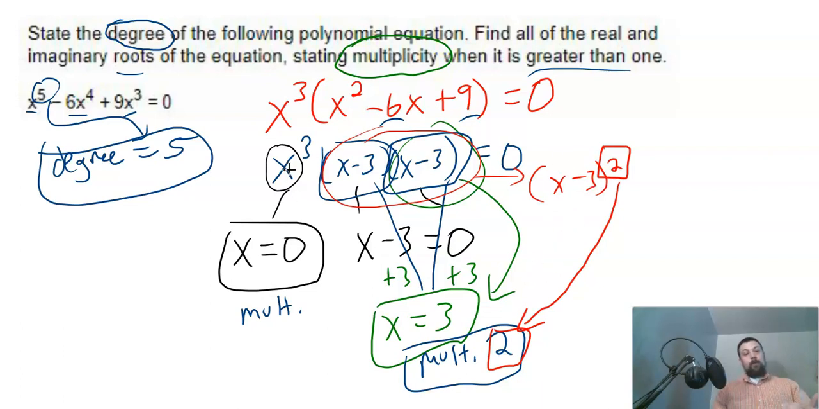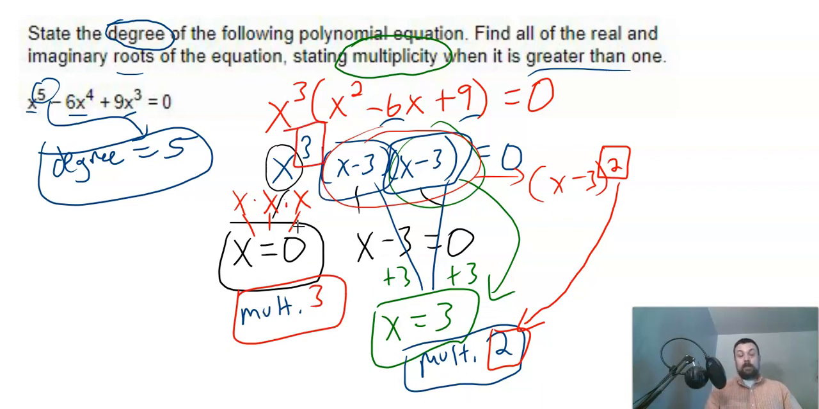And that holds true over here as well. This x to the third power really means I have x times x times x, right? If I wanted to write it out, I have x multiplied to itself 3 times. Each of those are factors that give me the answer of x equals 0. So in fact, the multiplicity here is 3. And the shortcut there is just to use the exponent.